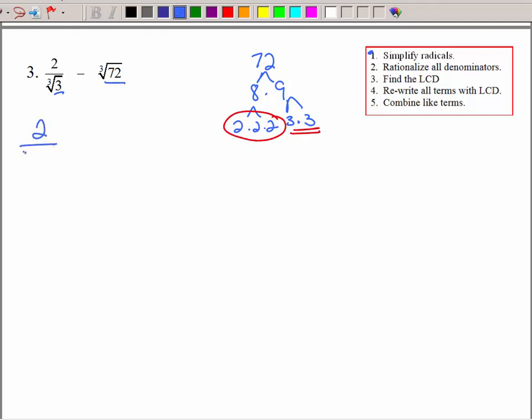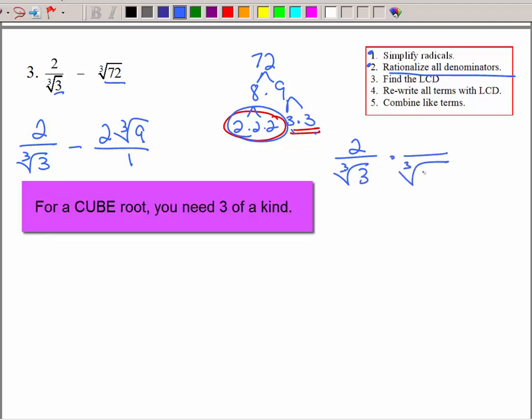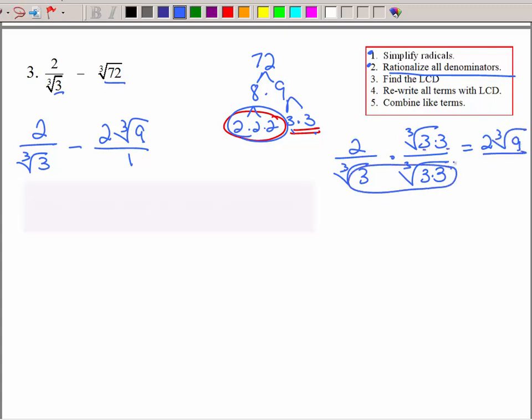So this is 2 over the cube root of 3 minus 2 times the cube root of 9, and again I'm going to put that over 1. Then I'm going to rationalize the denominator. So I'm going to have 2 over the cube root of 3. What do I need to multiply by? Remember, 3 of a kind. So I need 2 more 3's. So that's 2 times the cube root of 9. And now I have 3 of a kind, which is just 3.